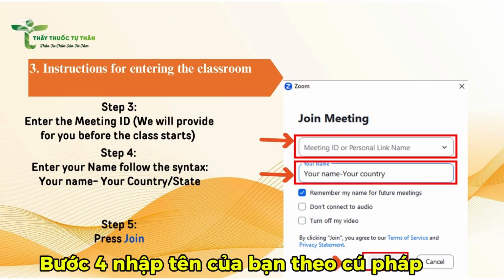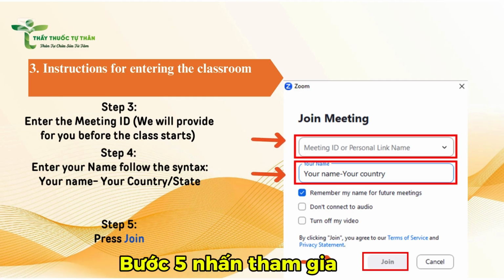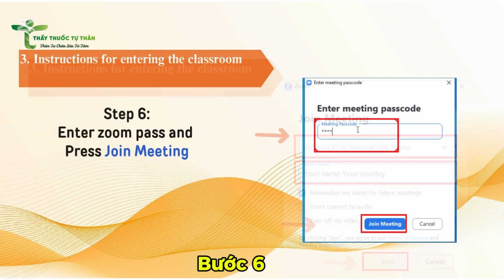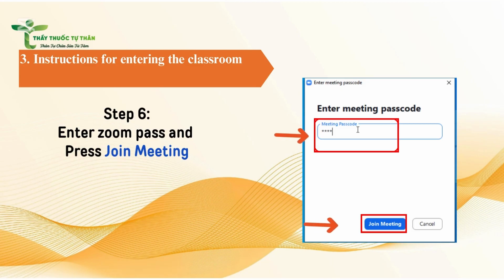Step 4. Enter your name following this format: your name, your country/state. Step 5. Press Join. Step 6. Enter the Zoom password and press Join Meeting.